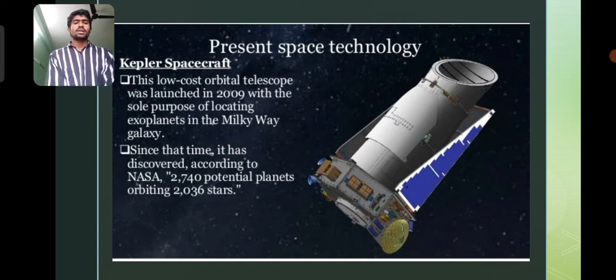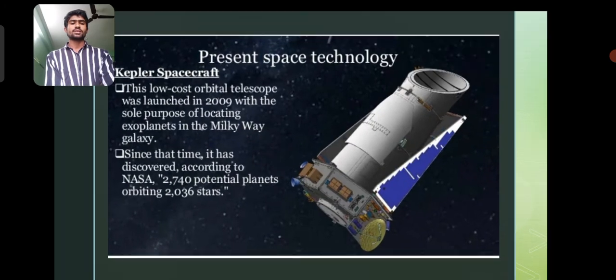The Milky Way galaxy has some exoplanets, where exo means outside, and we are recognizing by the Kepler spacecraft where the exoplanets are present and located. Since that time, according to NASA, it has discovered 2740 potential planets orbiting 2036 stars with the help of the Kepler spacecraft.